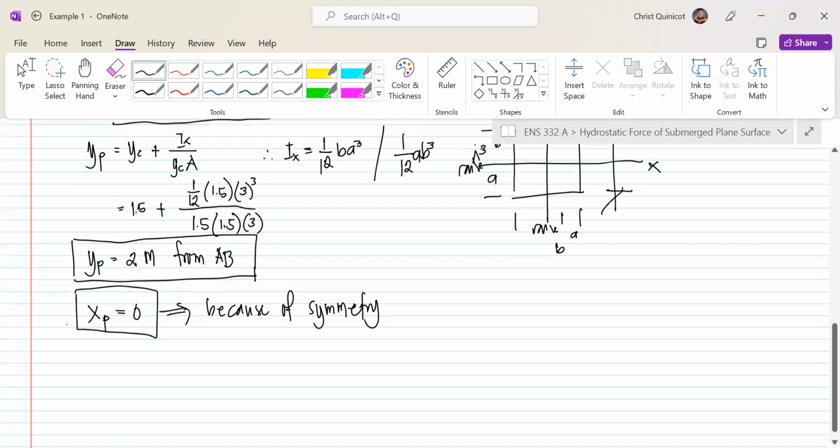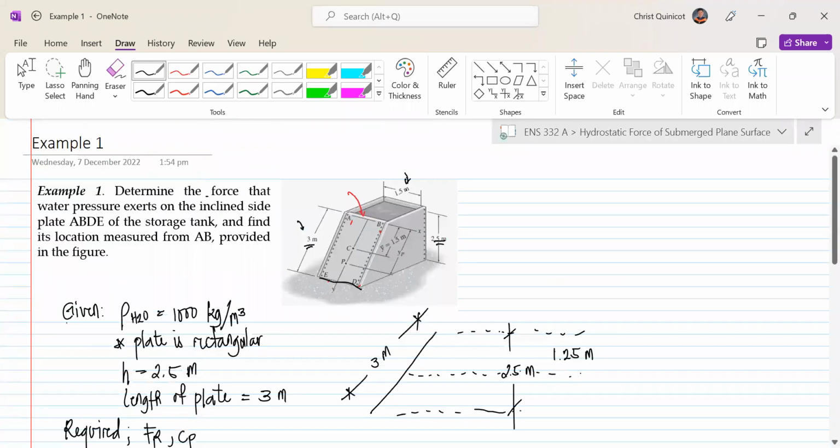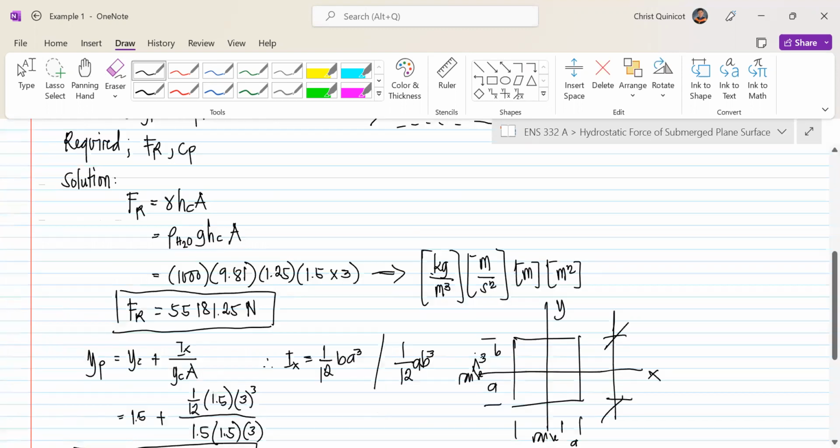So if you can observe here, this is our y sub p, and we don't have a value of our x sub p, the x component of our center of pressure, because the line of action of your resultant force is right in the middle. That is example number 1.